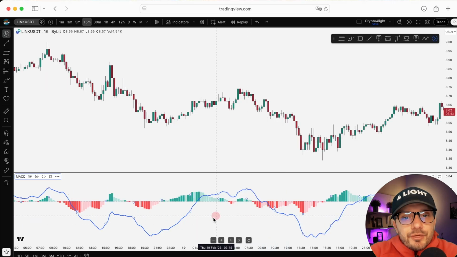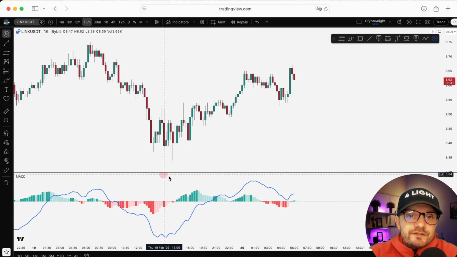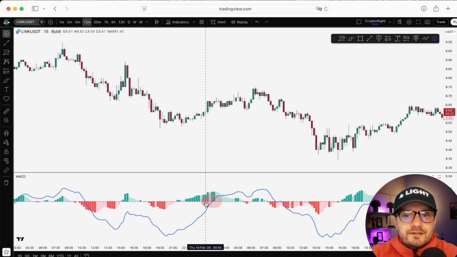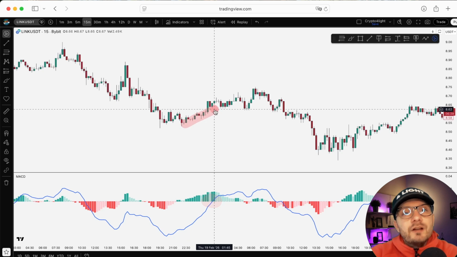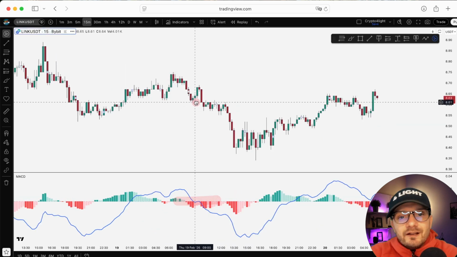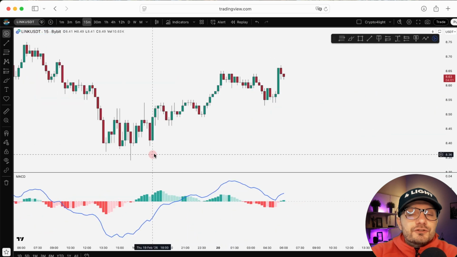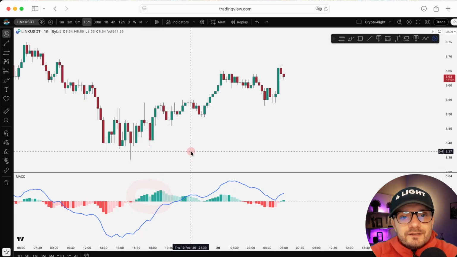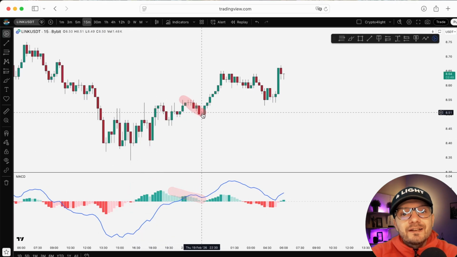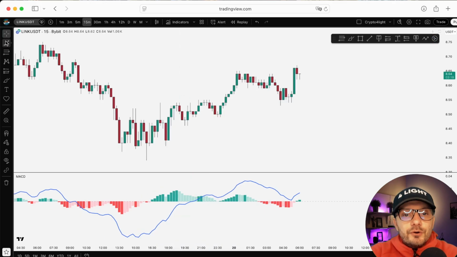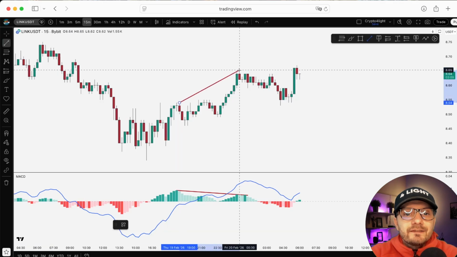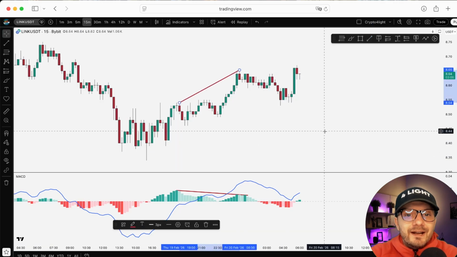MACD answers three key trader questions. First, who's stronger right now, bulls or bears? When the MACD is above 0, buyers dominate. Below 0, sellers dominate. Second question, how strong is the momentum? Big histogram bars mean strong movement. Histogram shrinking warns that the trend is fading. Third one is reversal warning. When the price makes a new high, but MACD doesn't, that's a divergence and a fat hint that endless growth doesn't exist.